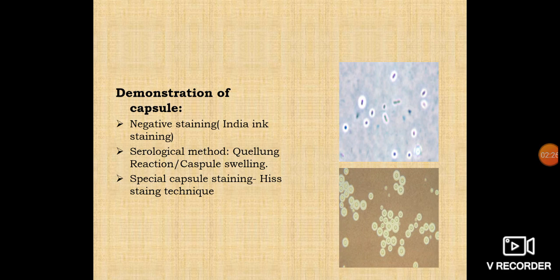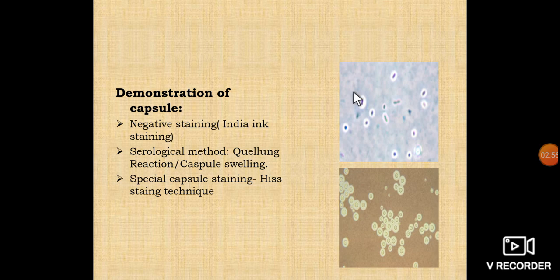How can we demonstrate the capsule? One, by negative staining, like India ink or nigrosin stain. You can use this kind of dye to detect the bacterial capsule. When the capsulated bacteria are dipped in a dye like India ink or nigrosin, the bacteria and the background will take the color, but the bacterial capsule will be colorless, hence it is called negative staining. You can see the picture here. The bacteria will be colored and the surrounding clear area is the bacterial capsule.